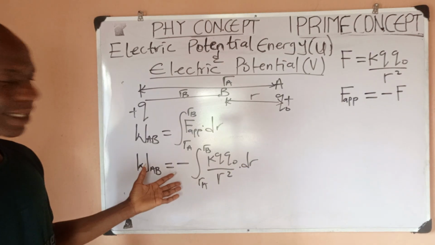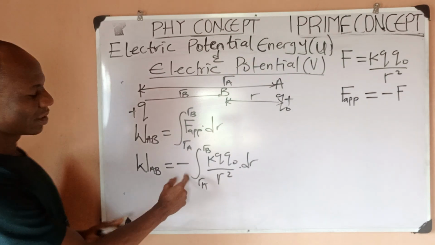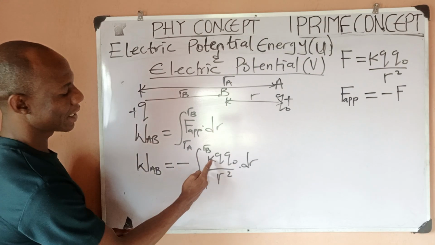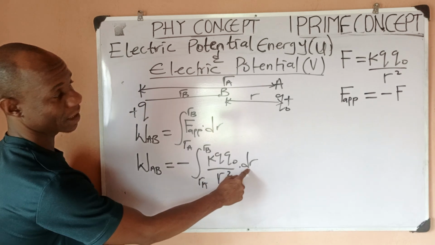So the next thing we want to do is to integrate it. In order to integrate this, you should understand that K, Q and Q0 are constants because you're integrating with respect to R.